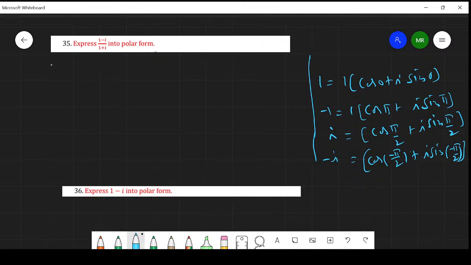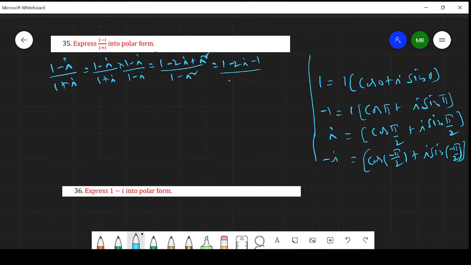Now coming to this problem: 1 minus i by 1 plus i. You rationalize this: 1 minus i by 1 plus i into 1 minus i by 1 minus i. This is 1 minus i whole square, 1 minus 2i plus i square, by 1 minus i square. So 1 minus 2i minus 1 by 1 plus 1. The 1 and minus 1 get cancelled. Minus 2i by 2 comes to minus i. I simplified and got minus i.